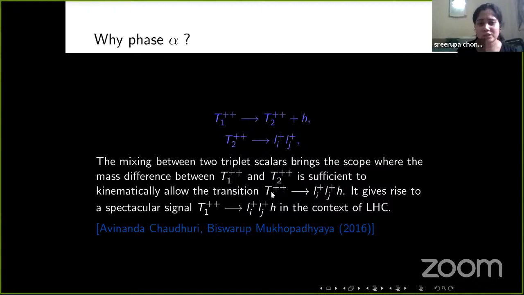kinematically allow a transition, which is very important phenomenologically, and it can give rise to a spectacular signal in the context of LHC. It is already discussed in the paper referred here, and it is also mentioned that if this phase alpha has a value greater than 65 degrees, then it can show a really good mass difference between the doubly charged triplet scalars, and that can lead to a phenomenologically special result. So in our work, we have kept this phase alpha greater than 65 degrees.